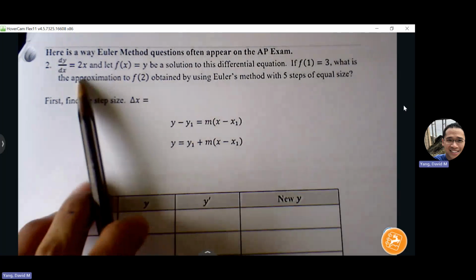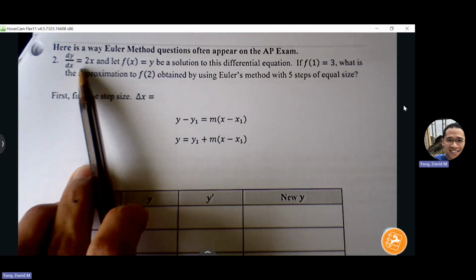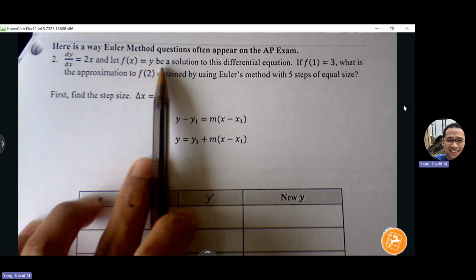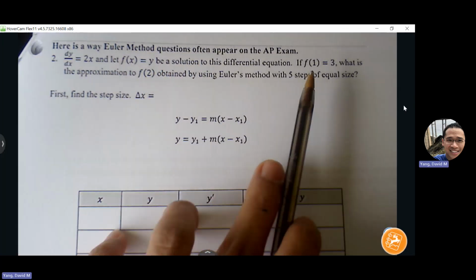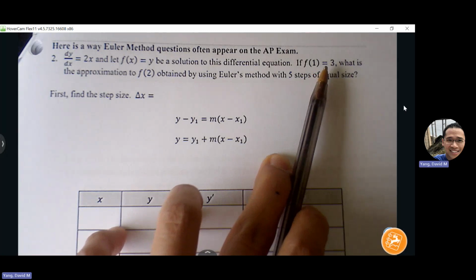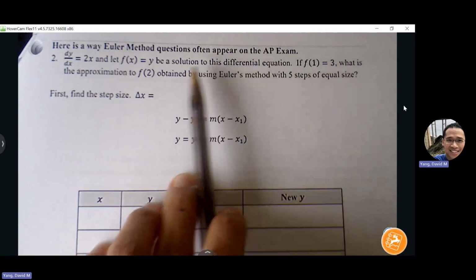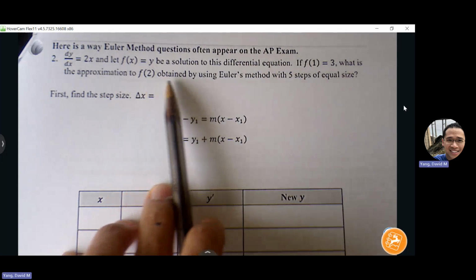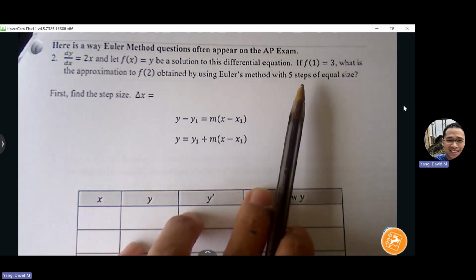So here's a way that we want to be able to show or to gather our information. First, our dy dx, that's our slope formula, right? Let f of x equal to y be a solution for this differential equation. If f of 1 equals 3, that's going to be your starting point. That's going to be your anchor point to begin with. It says, what is the approximation of f of 2 obtained by using Euler's method with 5 steps of equal size?